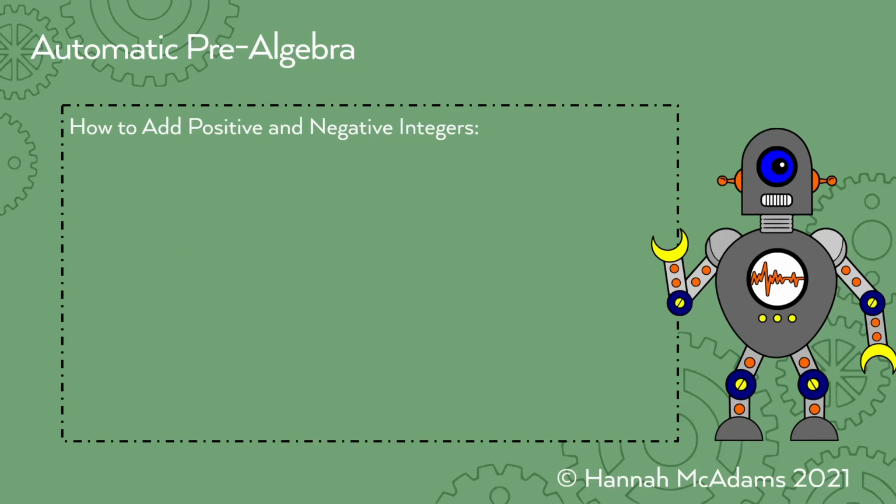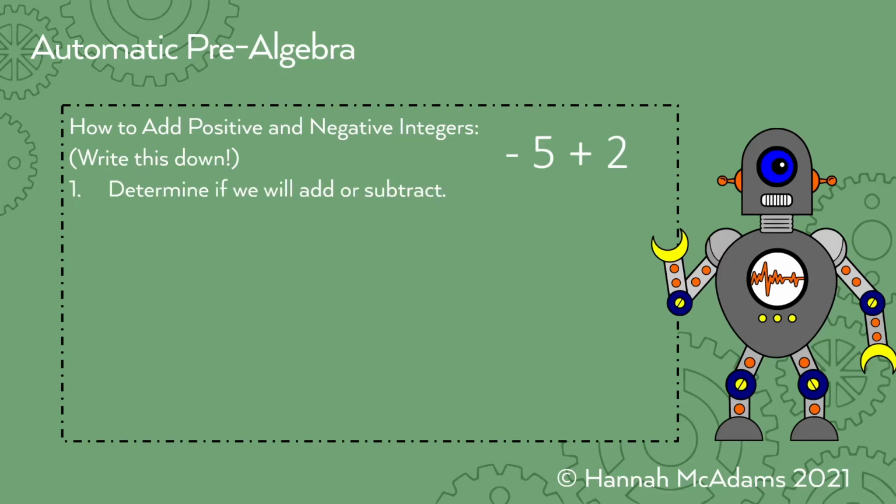Okay, how to add positive and negative integers. Write this down. So we have negative 5 plus 2. The first thing we are going to do is determine if we're going to add or subtract. Negative 5 plus positive 2, you'd subtract. Right, we're going to subtract because the signs are different.